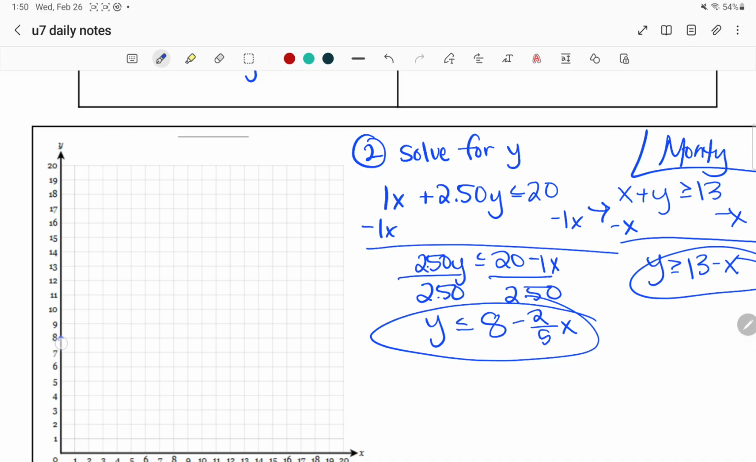I'm going to start on 8, and I'm going to go down 2 over 5. Down 2 over 5. Down 2 over 5. Just trying to be accurate. It is a less than or equal to symbol, so it is going to be a solid line. This is your chart that I'm going off of from 7.4 and 5. Solid line, and I'm going to shade below.